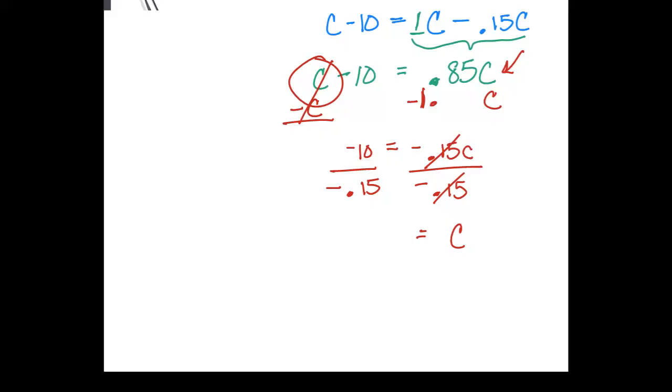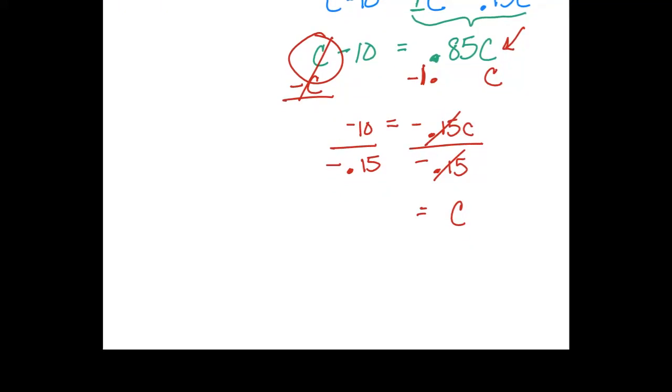Yeah, you probably should be grabbing calculators, and hopefully I'll get these calculators out by the rest of the day. Negative 10 divided by negative 0.15. Somebody with a calculator. Somebody. Say it again.